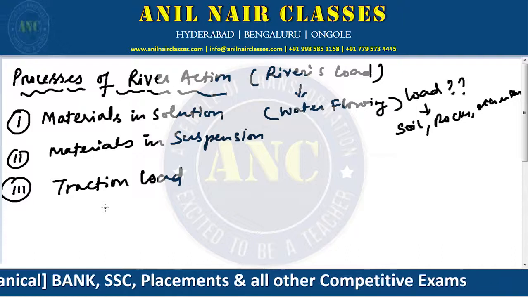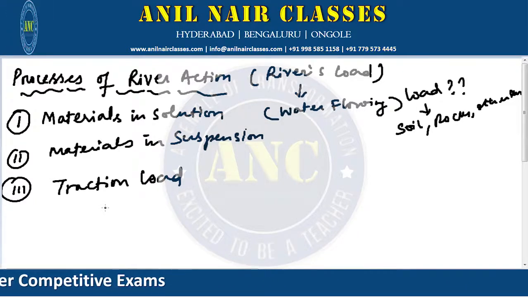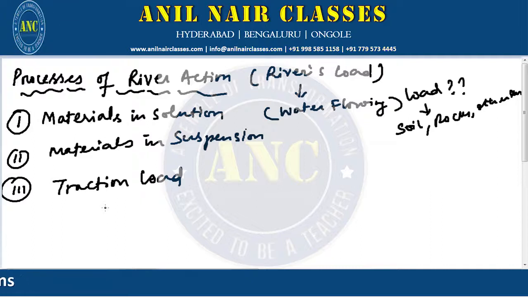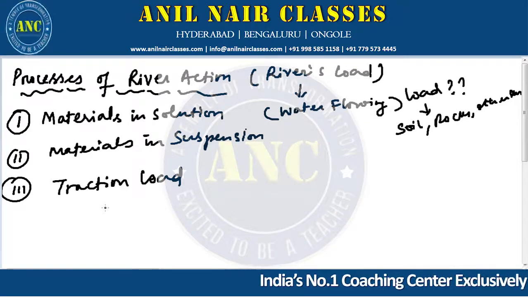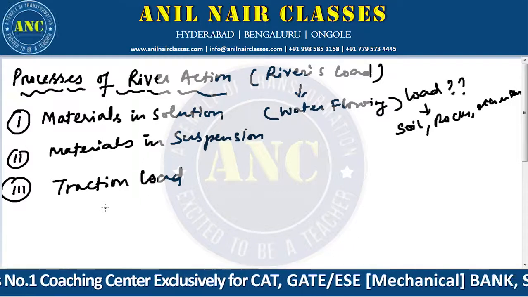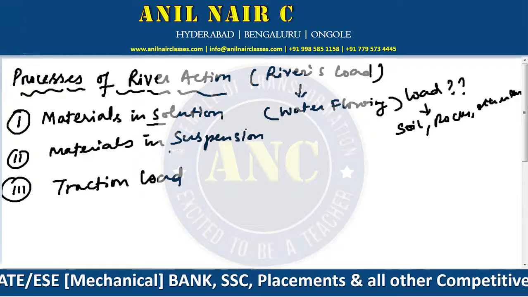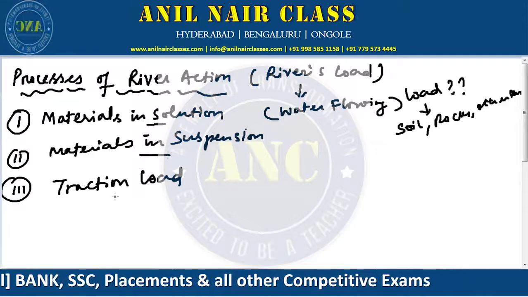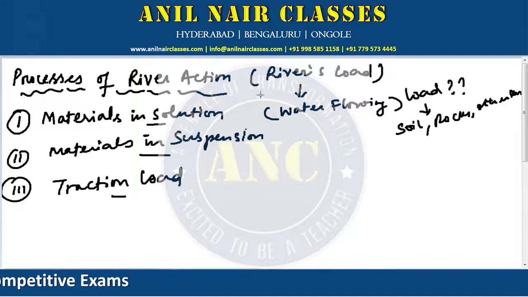Basically what I mean to say is, when the water moves there will be some contents. So those contents are basically because of river action. So how many types of river actions are possible? Three types of river actions are possible. One is because of solution, one is because of material in suspension, and one is traction load. So I will discuss further on this.